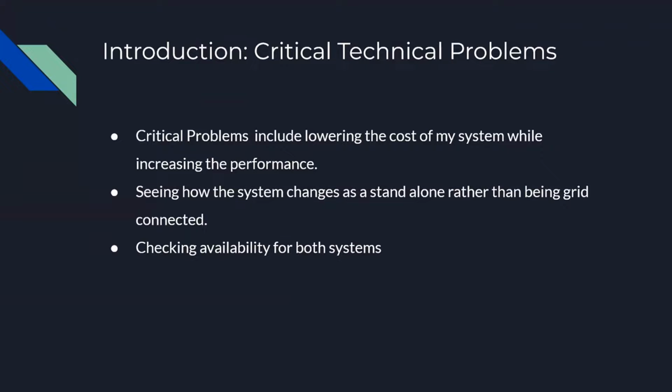Some critical technical problems are definitely lowering the cost of my system while increasing the performance compared to the system at my house, seeing how the system changes as an off the grid system rather than being on the grid, and checking how the cost affects availability.